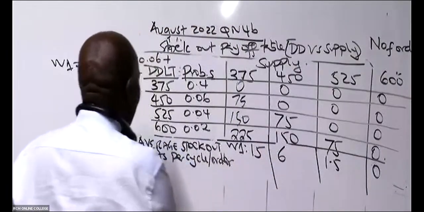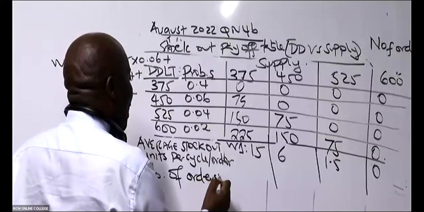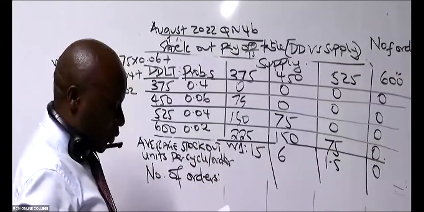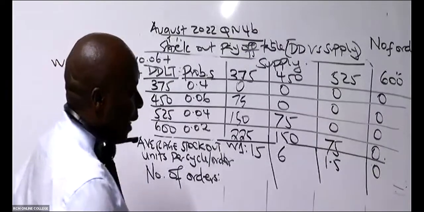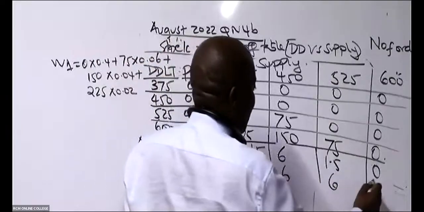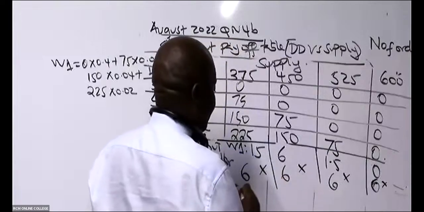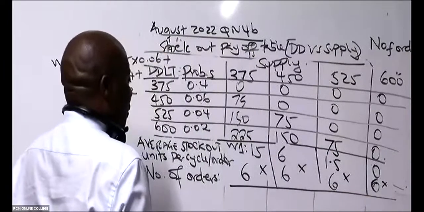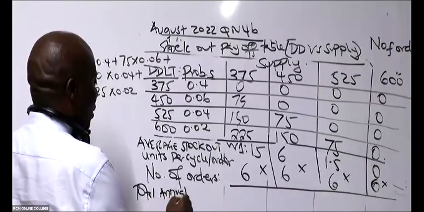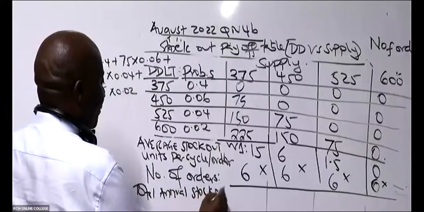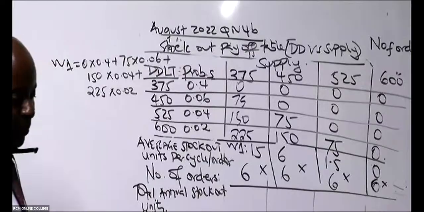In this case, this examiner was very easy. The number of orders they've given us in the question, in note number 2, we have 6 orders. So you write 6, 6, 6, 6, and then you go ahead and multiply, so that you're able to give us the total annual stock out units. They're still units.